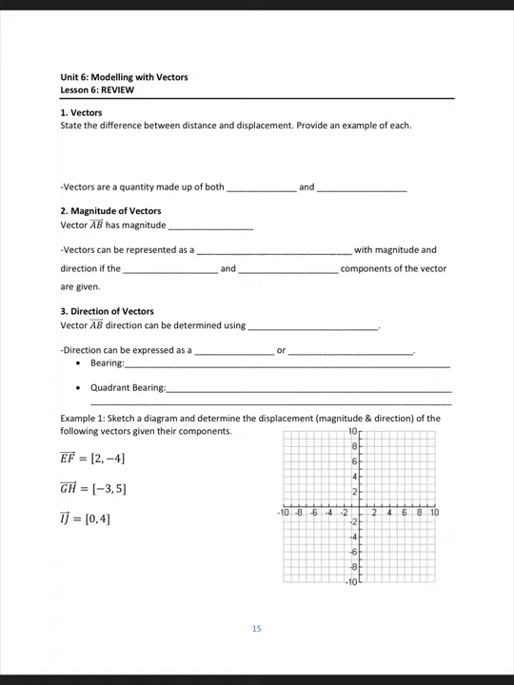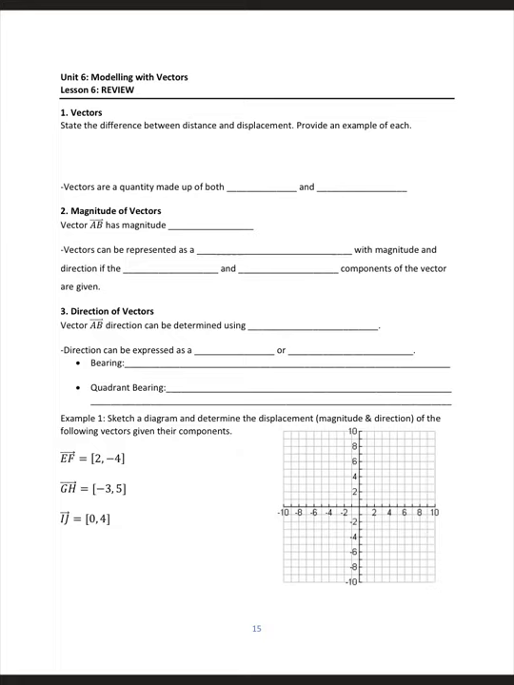Good morning, everyone. Today we're doing Unit 6, Lesson 6 review. So we're just going to wrap up our discussion on vectors. So let's start by talking about what makes up a vector. So we're going to state the difference between distance and displacement and provide an example of each.